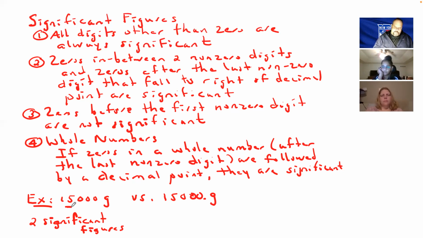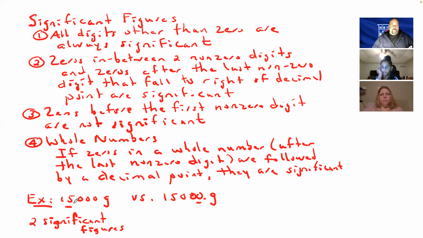However, when the decimal point is there, that tells me that the 0 at the end is the first estimated or uncertain digit. So in other words, is it 15,000? Or is it actually 14,999? Or is it 15,001?